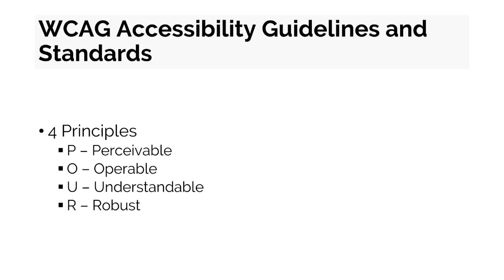U stands for understandable, that we not only perceive the information but also comprehend the information that's available on the website. R stands for robust. It means that content can be accessed by old and new user agents and assistive technologies.